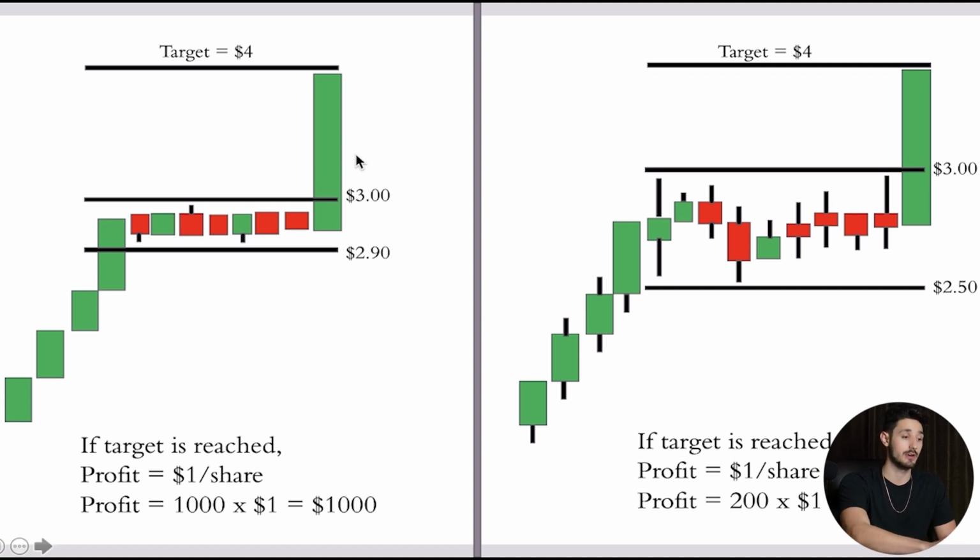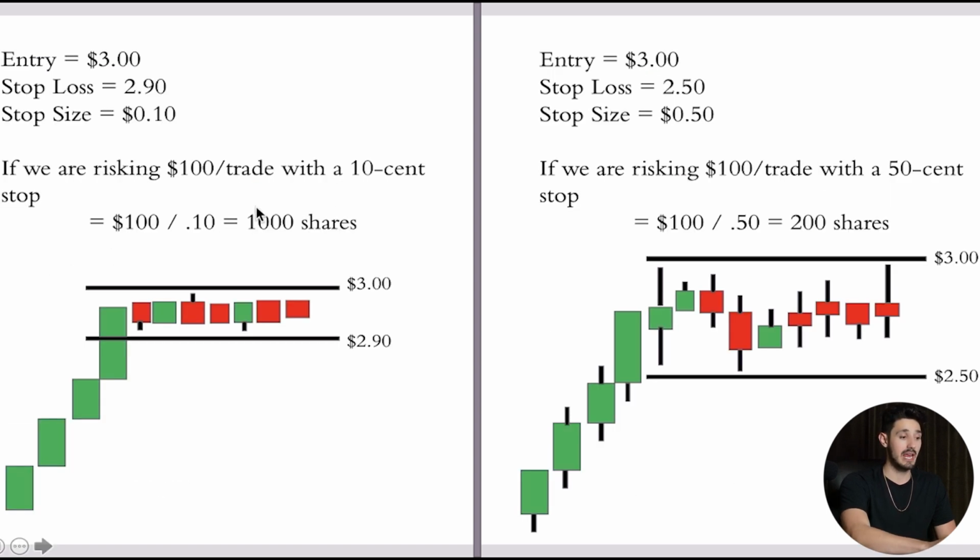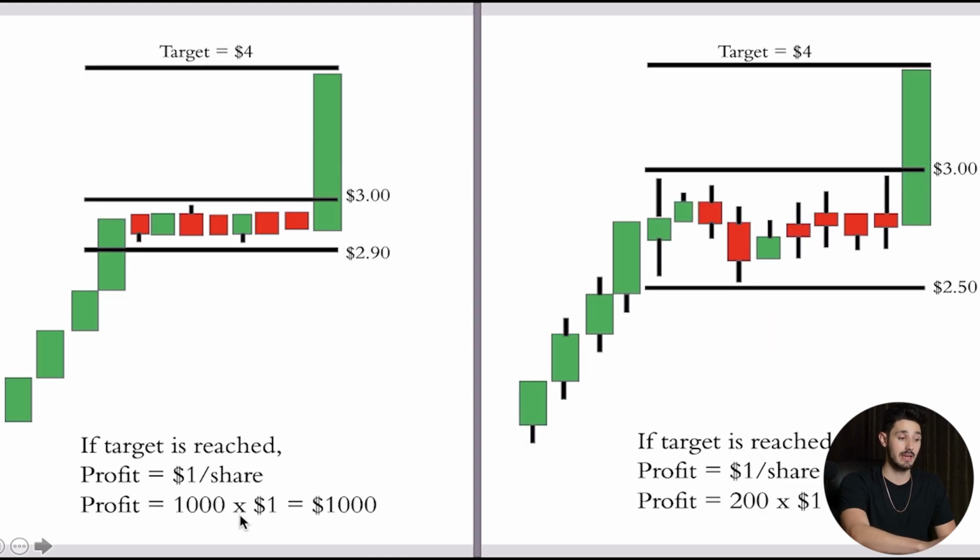Because if it increases from 3 to 4, that's $1. So we're going to make $1 per share. Remember, we were able to buy 1,000 shares with setup 1, meaning we're going to make $1,000, right? Because it's $1 per share. We have 1,000 shares, $1,000. However, for setup 2, it's still going to hit the same target at $4. We're going to make $1 per share.